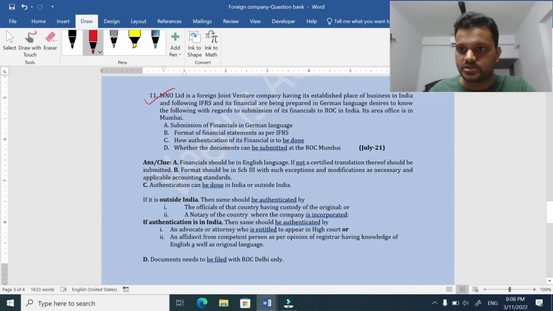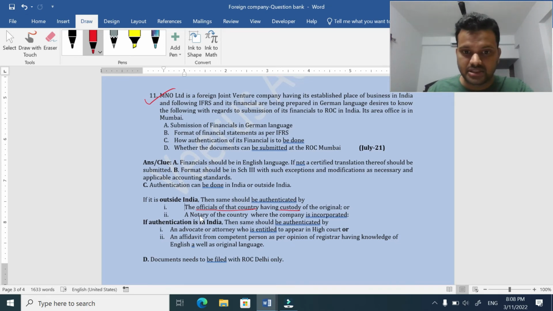So, I have given an answer here. Authentication can be done in India or outside India. If it is outside India, then who needs to authenticate? The officials of that country having custody of the original. So officials, in the sense, maybe the diplomats and the consulate officers and those officials who have custody of the original, and it all depends on that particular country's local laws.